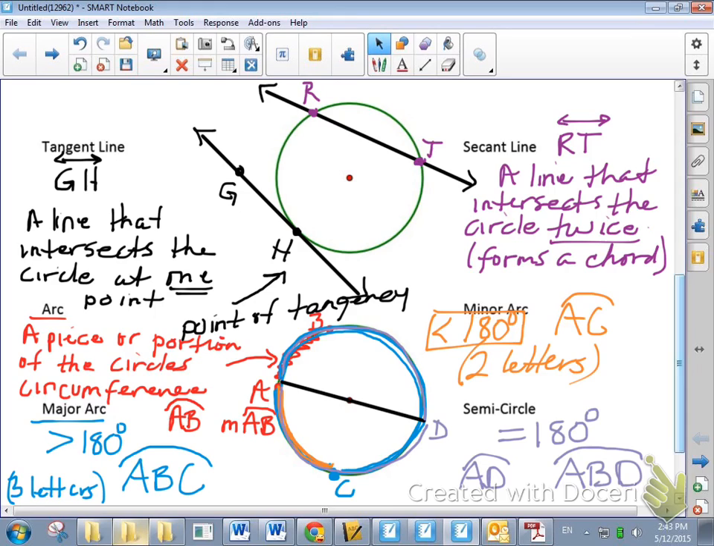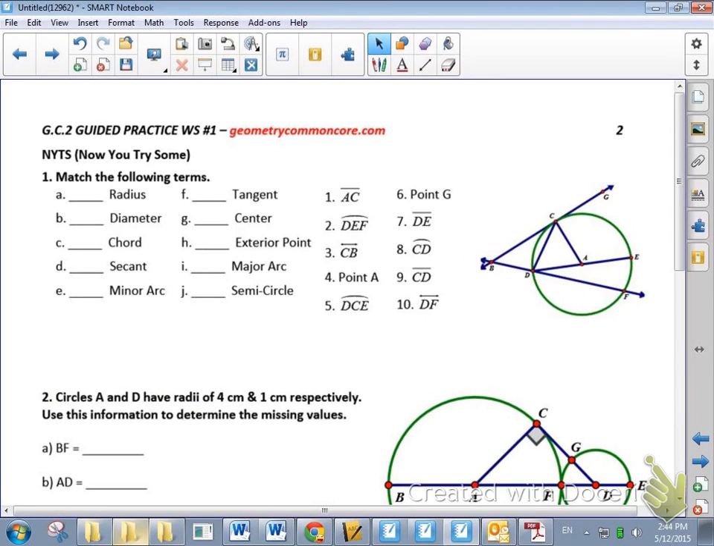Okay, so let's flip the page over and do a little bit of review now. If you'd like, you can pause the video at this point and try to fill in as many of these as you can, and then we'll go over it together.